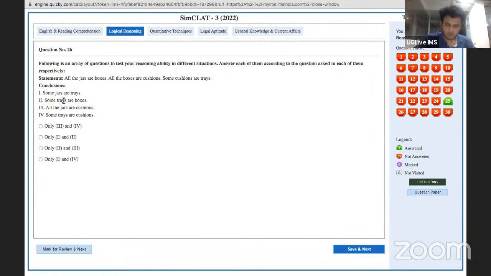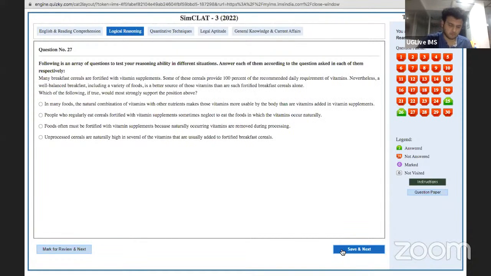ठीक है. All jars are boxes. All boxes are cushions. ठीक है. तो सर्कल विद इन अ सर्कल विद इन अ सर्कल हो गया. Some cushions are trays. और एक साथ में सम वाला सर्कल बन गया. ठीक है. अब कंक्लूजन देखते हैं. Some jars are trays जरूरी नहीं है. Some trays are boxes जरूरी नहीं है. All jars are cushions डेफिनेटली होगा. Some trays are cushions ये भी होगा. तो मतलब 3 and 4 आर करेक्ट. ओनली 3 and 4. ठीक है. चलो.